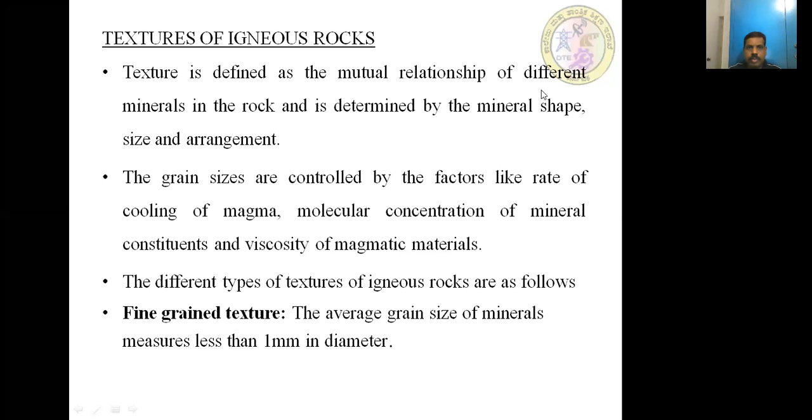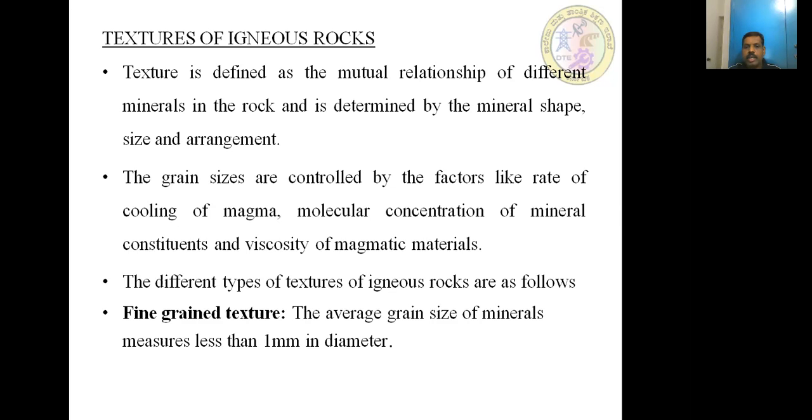So next, textures of igneous rocks. Texture is defined as the mutual relationship of different minerals in the rock and is determined by the mineral shape, size and arrangement. The grain size is controlled by factors like rate of cooling of magma, molecular concentration of mineral constituents and viscosity of magmatic materials. The different types of textures of igneous rocks are as follows.